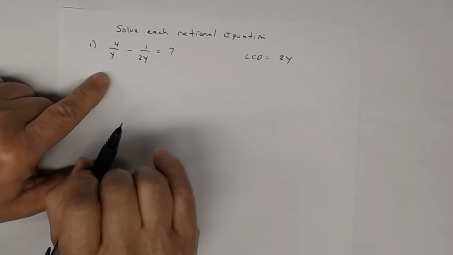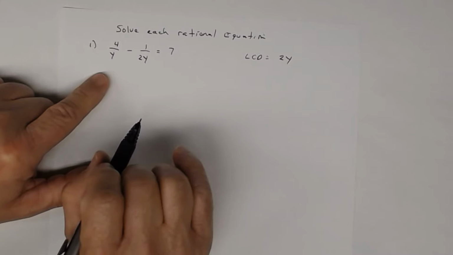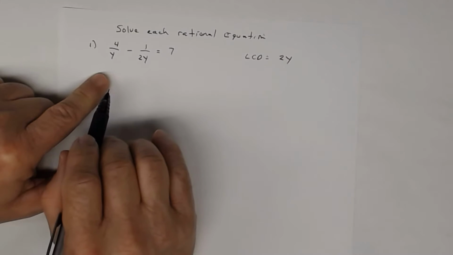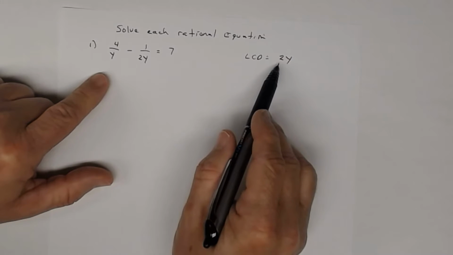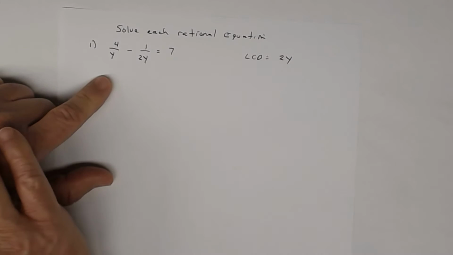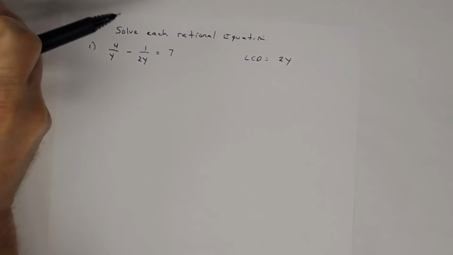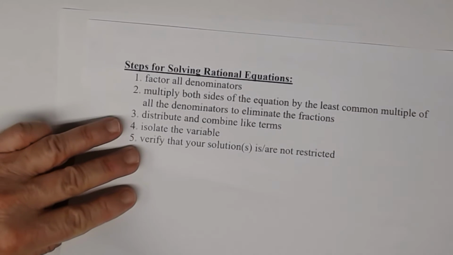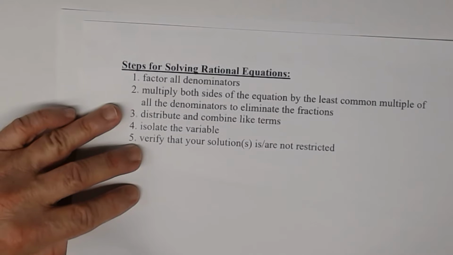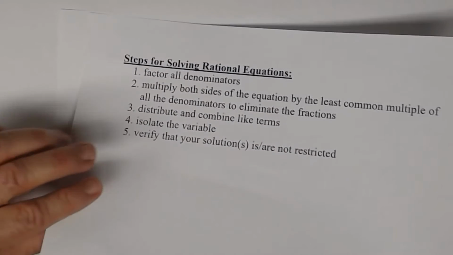Always use the least common denominator. Using the least common denominator will make things so much easier for you. For example, you could have used, in this case, 2y squared. But 2y squared is a common denominator, and that would make things so much more difficult for you. So always use the least common denominator. Now what we're going to do next, still in step number 2, is multiply both sides of the equation by the least common denominator.